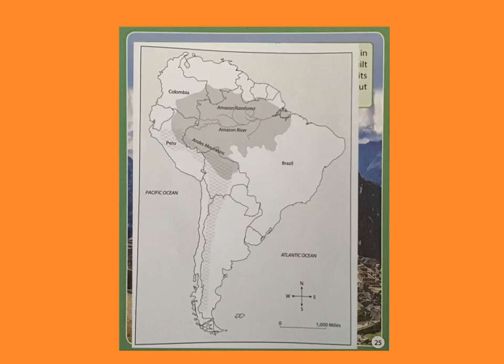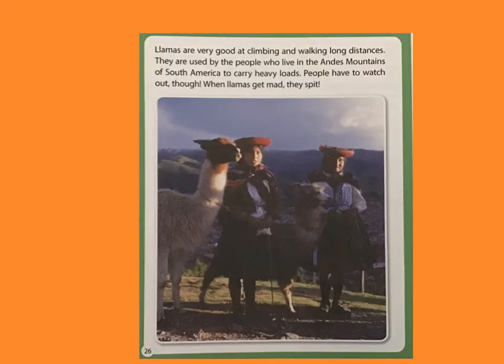And then do you see all these little dark flecks? That's showing the Andes Mountain. So look at it. It's a really long mountain range. Llamas, which is the animal pictured right here, are very good at climbing and walking long distances. They are used by the people who live in the Andes Mountains of South America to carry heavy loads.